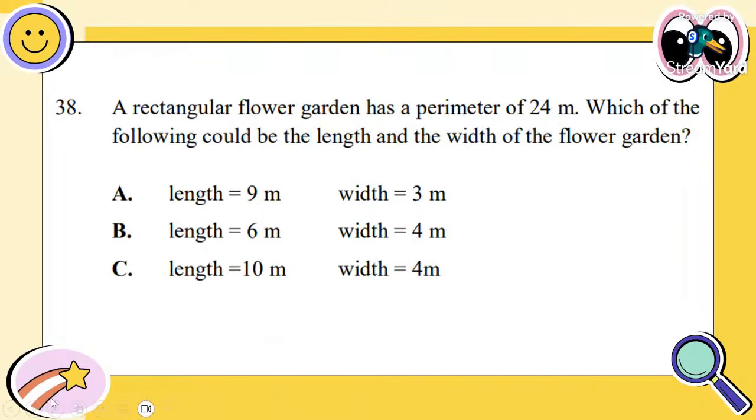Let's look at the next question. A rectangular flower garden has a perimeter of 24 meters. Which of the following could be the length and the width of the flower garden? Now, see that second explanation that we gave for question 37 with the rectangular shape? We can use that knowledge to solve this for this rectangular flower garden. It is a perimeter of 24 meters.